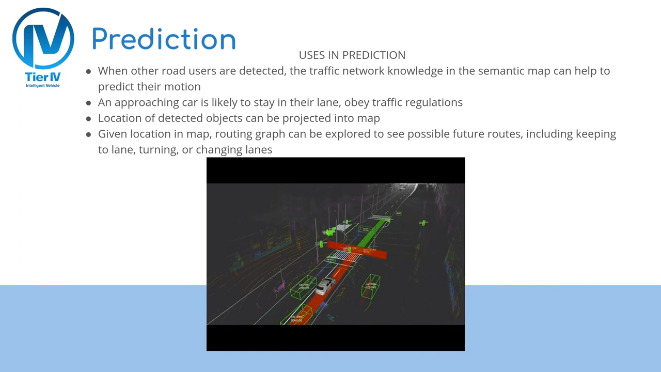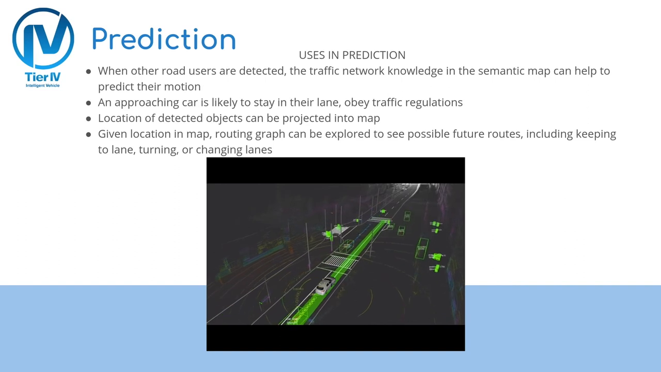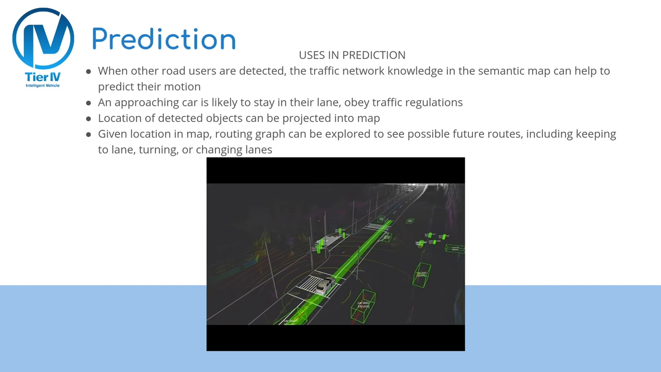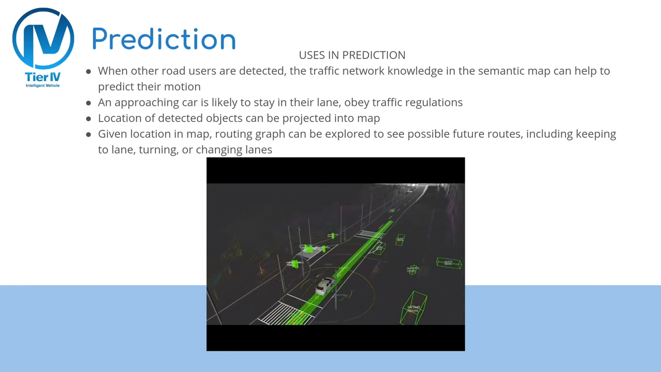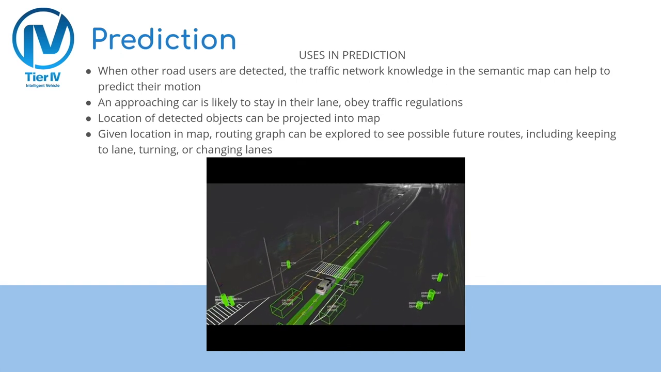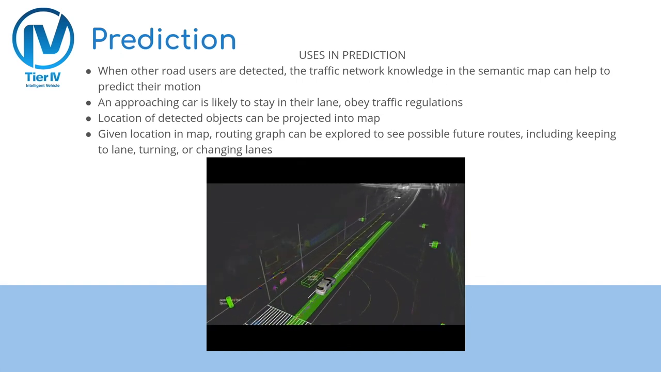For instance, given the location of a perceived vehicle in the map, the map's routing graph can be explored to generate possible future routes that the car might take, such as keeping to a lane, turning at an intersection, or changing lanes. In the video, we can see that for each detected vehicle, shown by green bounding boxes, the predicted path can be generated by following lane information, shown by the lines punctuated by circles extending in front of the moving vehicles.